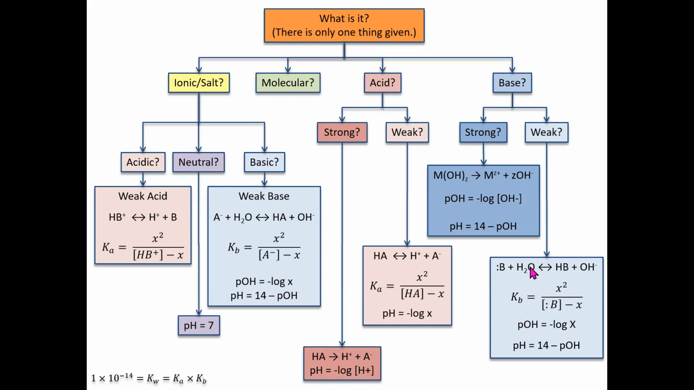So the base plus the water makes the conjugate acid and the hydroxide. And the Kb is associated with that base reaction, and it's still products over reactants. Now, if you like this concept map, this is available to you as part of the PowerPoints in our module for acids and bases on Canvas.